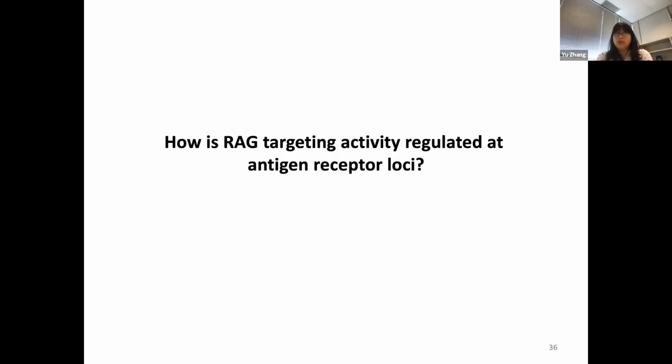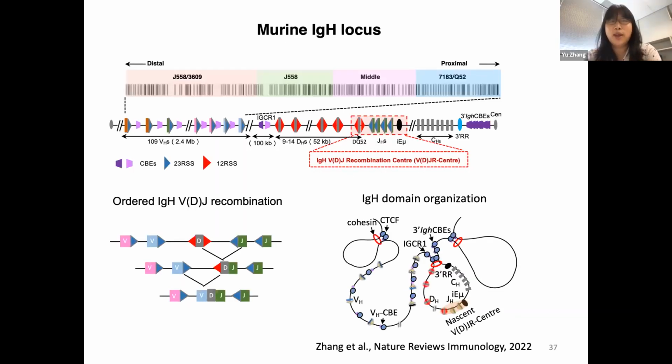So the next question we asked is, how is RAG targeting activity regulated at antigen receptor loci? Is RAG scanning specific for off-targets, or does it also have a physiologic importance? So for this, we also used the mouse IgH locus as a model system. As we just introduced, at the IgH locus, the first step of mediated recombination is a D-to-J join.